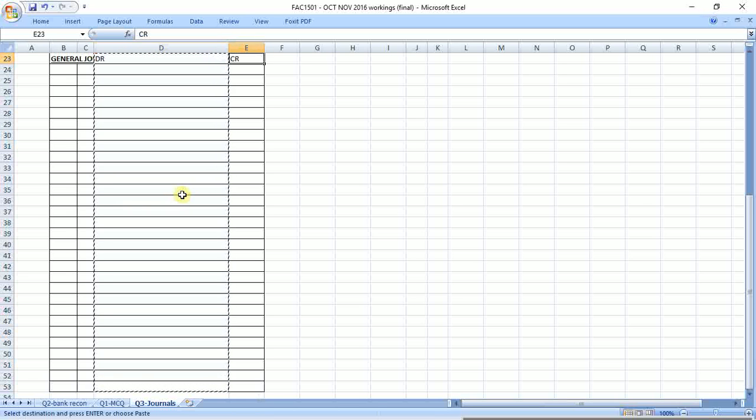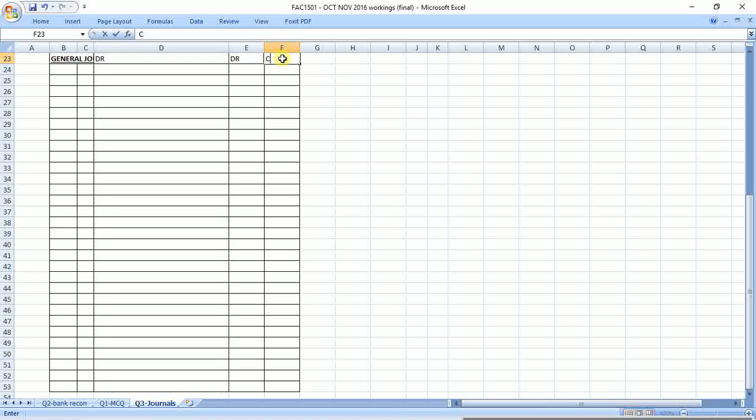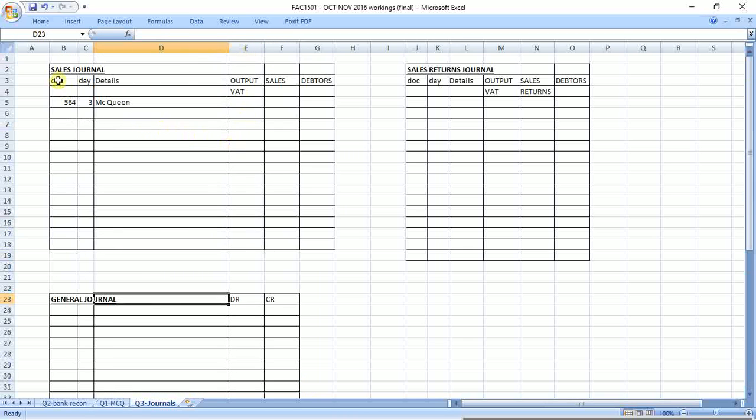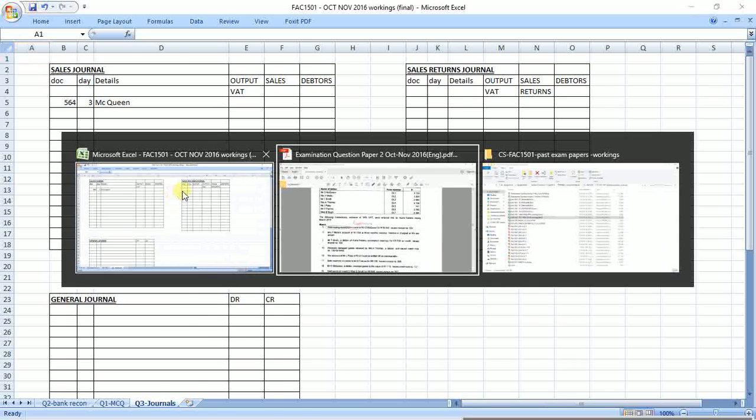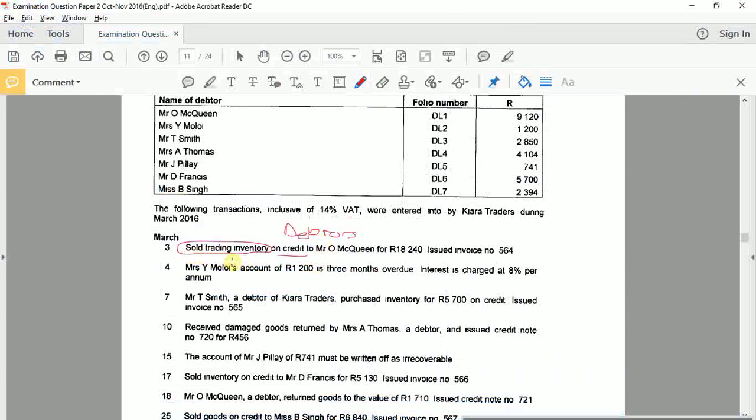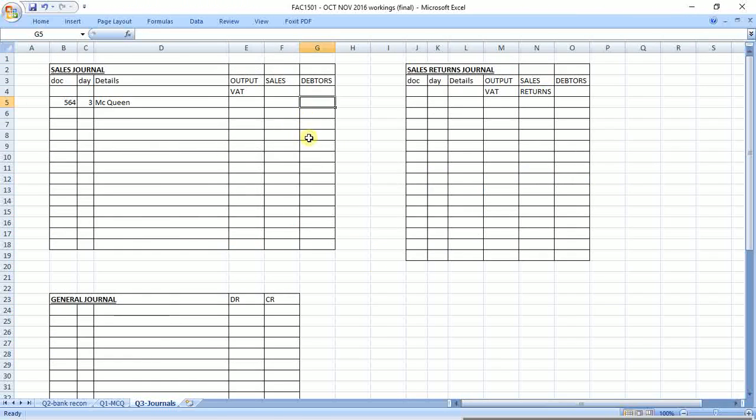Mr. T. Smith, a debtor of Cairo Traders, purchased inventory for 5,700 on credit. Okay, let's do these together. Number one said, sold inventory on credit. So did you put this in the sales journal? Yes. Perfect. In the sales journal, the debtor owes you 18,240.